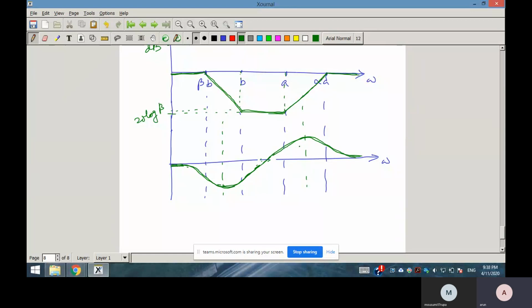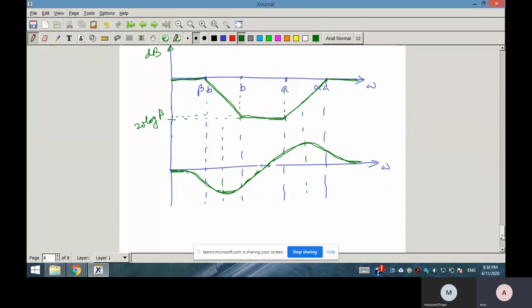Okay, so now you can see what the objective is here. The objective is to achieve phase lead as well as gain attenuation. In which range should it operate? This is the region where the lag-lead controller will be operating, because here you get gain attenuation as well as phase lead. So this is the operating region of the lag-lead controller.